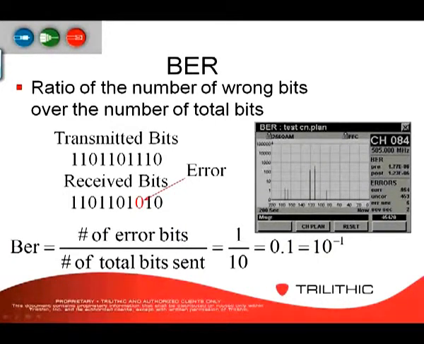BER is expressed as the ratio of errored bits per some number of bits sent, and it's given as a power of 10. For example, a BER measurement of 3e-7 is 3 times 10 raised to the negative 7th power. It means that a given bit has a 3 in 10 million chance of being misinterpreted.